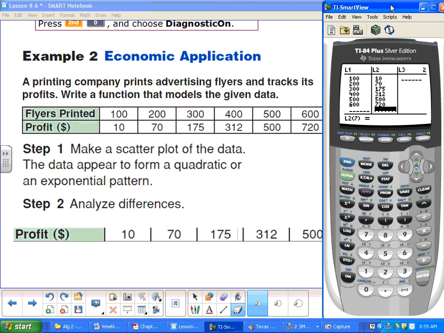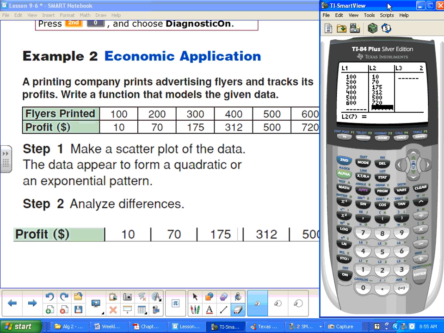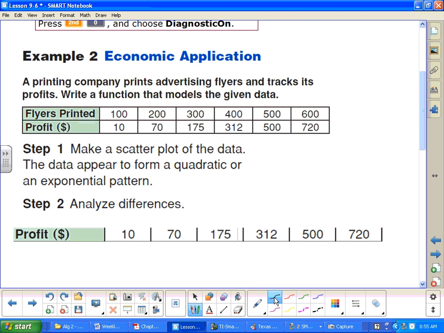If you were going to go to your paper and make your own scatter plot, what would you go from for the x's? What are my numbers going to be along the x-axis, so that we can see all the hundreds?